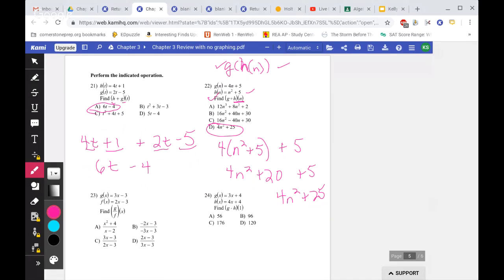Okay. Did you say number 23? What did you say the answer was? C? It is C. And if by chance she asks what the domain is, which I don't think she's going to, remember, it will be all real numbers except whatever makes that denominator 0.